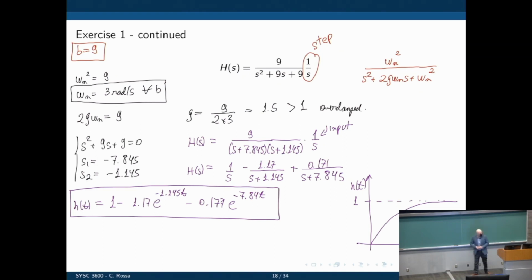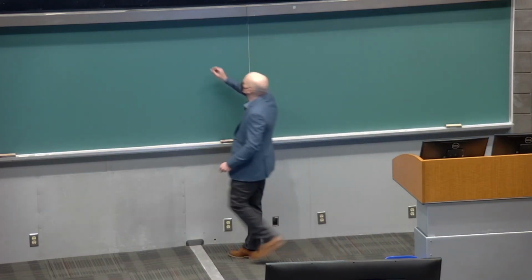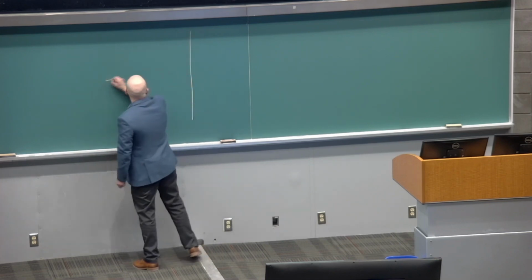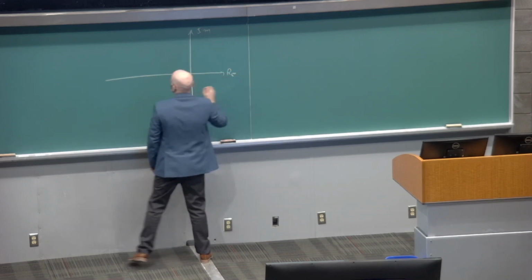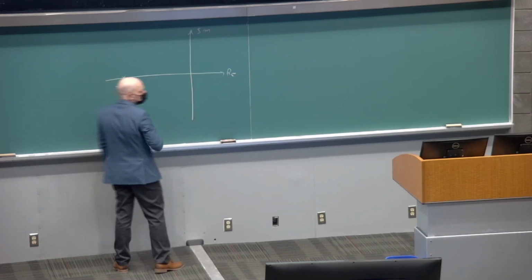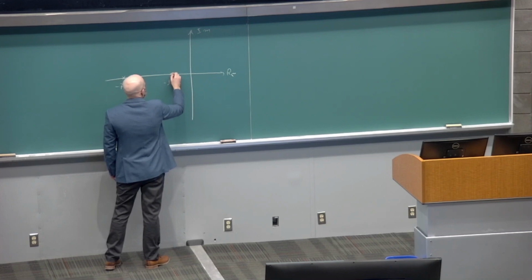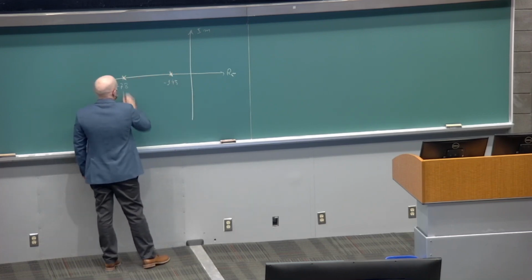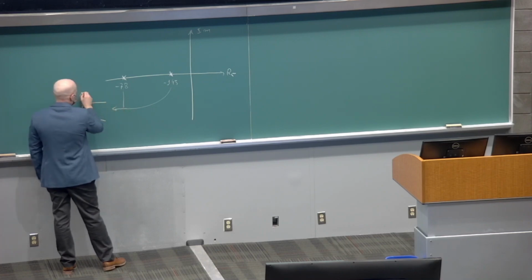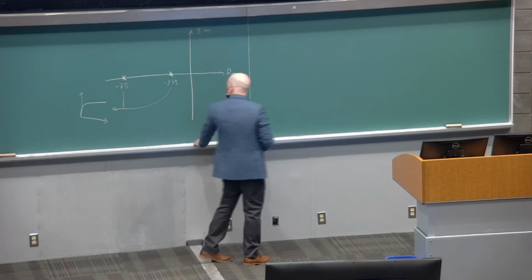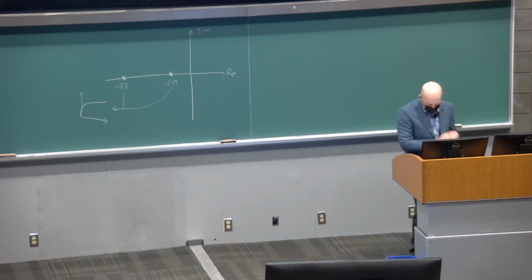Okay, let me summarize it here so you can keep track of what we are doing. This is the imaginary axis, this is the real axis, and for case 1 we have negative 0.78 and negative 1.45, and this gave that sort of time response. This is case number 1. That was an exponential time response.